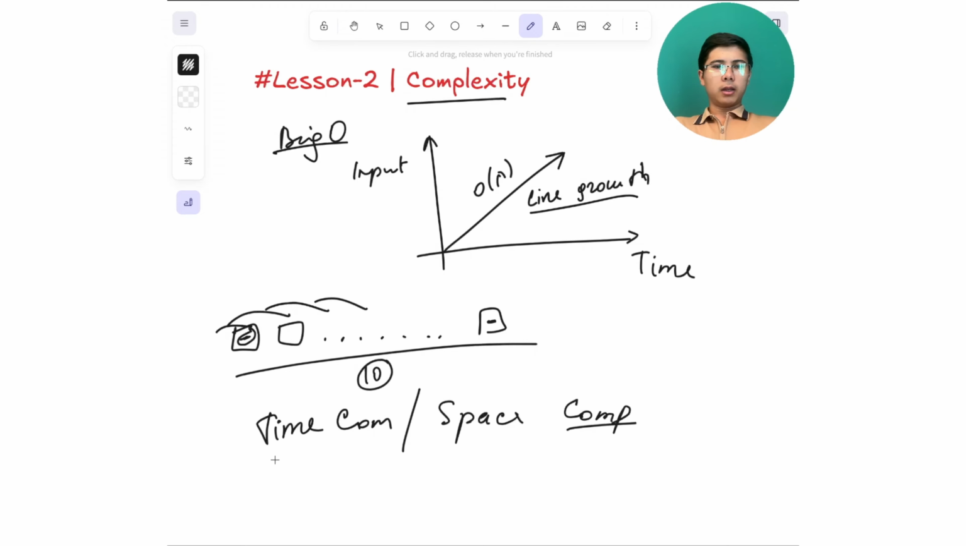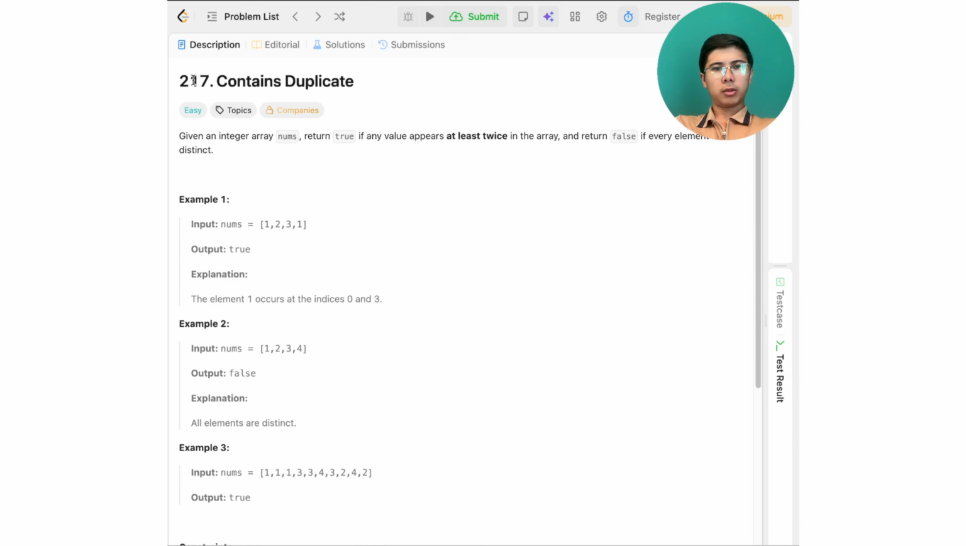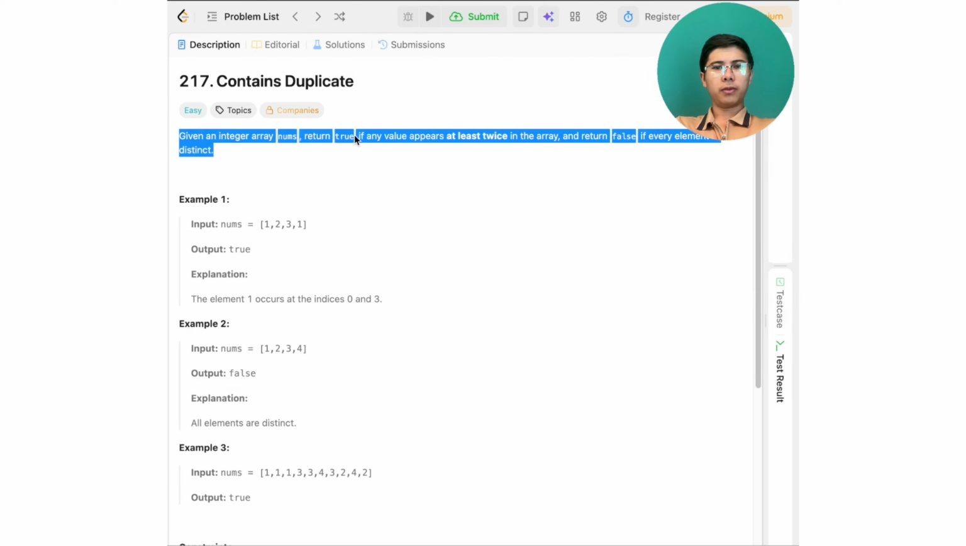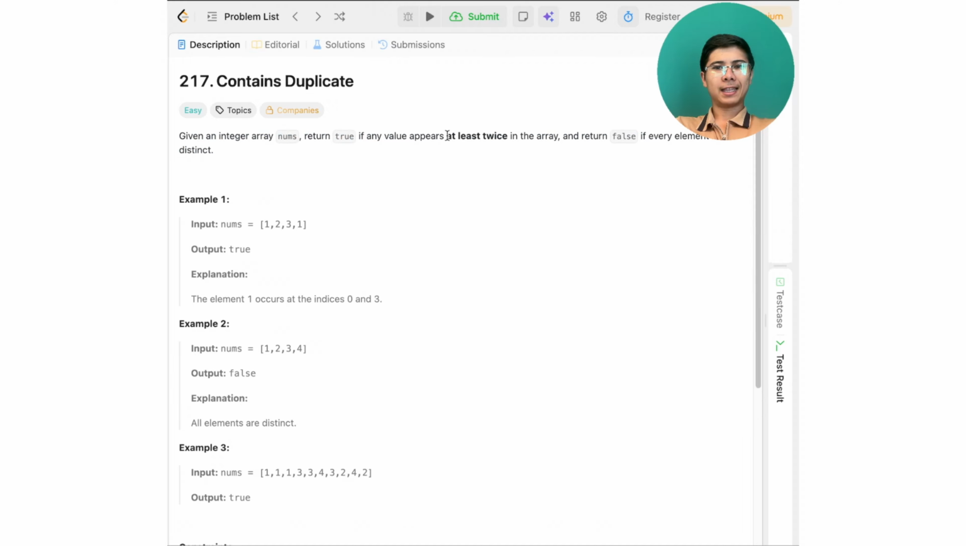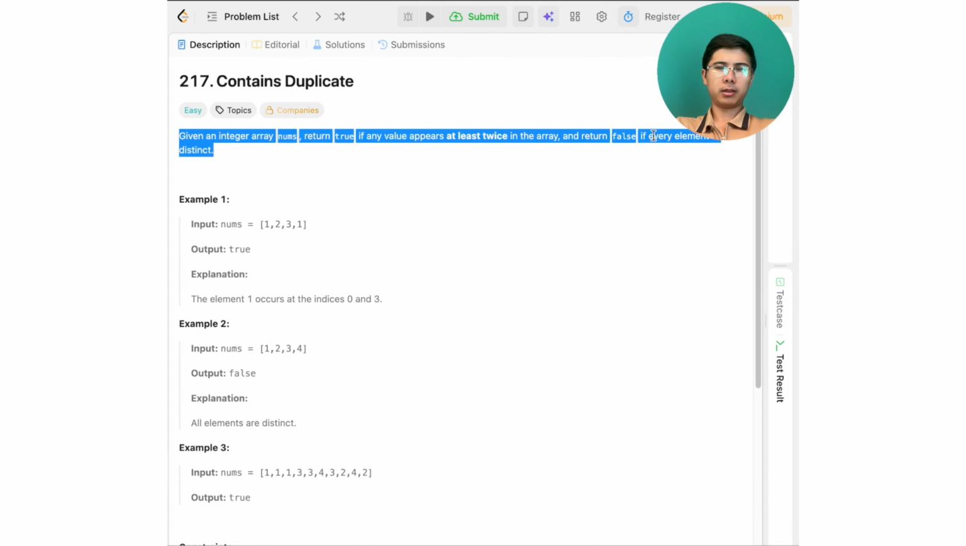Now, related to the linear search topic, we can see a real exercise from LeetCode: Contains Duplicate, LeetCode exercise number 217. We are given an integer array nums. We need to return true if any value appears at least twice in the array, and return false if every element is distinct. Distinct means unique, non-repeated.